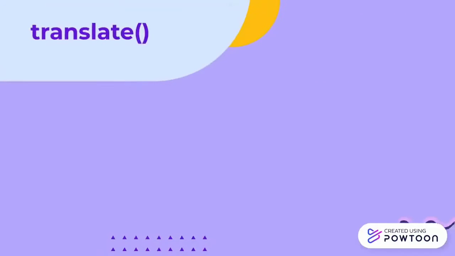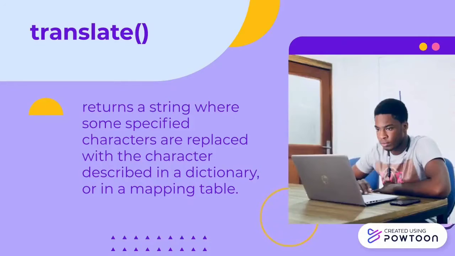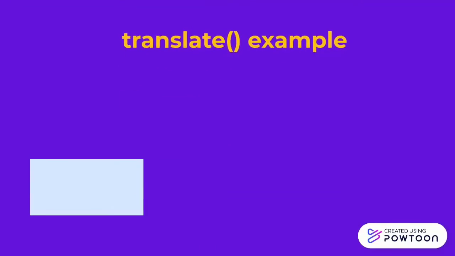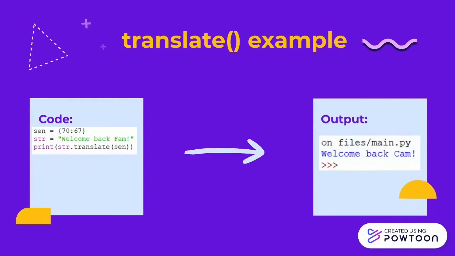The sixth, translate. Returns a string where some specified characters are replaced with a character described in a dictionary or in a mapping table. Here's an example of the translate method. As you can see, the output is the translated letters of the word.